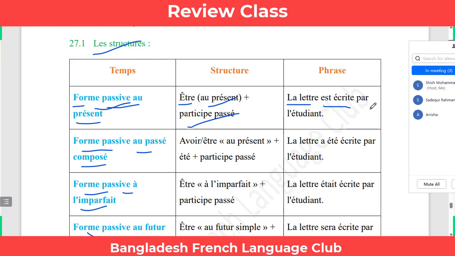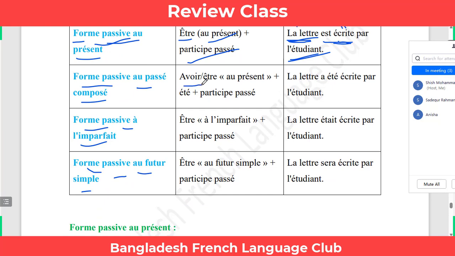La lettre est écrite par l'étudiant. And also for all the passive sentences in all tenses, always the principal verb will agree with the subject. So please remember that, okay. So in this case la lettre was the object, but as it is a passive sentence it becomes the subject. So this subject is agreeing with the main verb in all the passive, okay. So la lettre is feminine singular, that's why écrite has the e at the end, okay. The letter is written by the student.